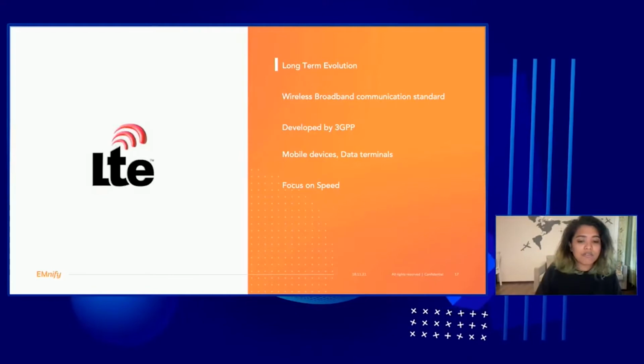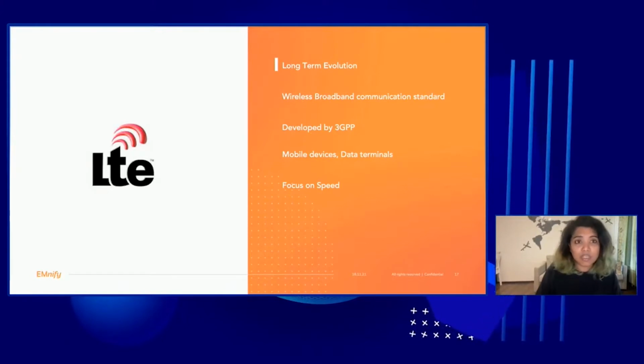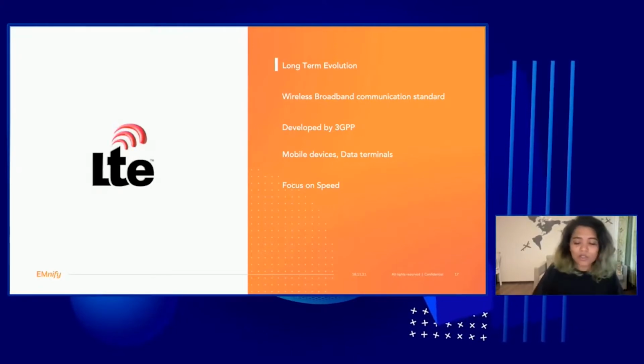And it was developed on top of the preceding technologies, because it wanted to focus on speed. We needed to get high speed. Some people might link it to 4G, but it's not quite 4G. It does not fulfill the requirements of 4G communication, but for some time they also called it 3.5G or something like that. But yeah, that was LTE.